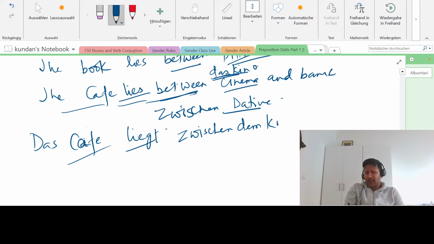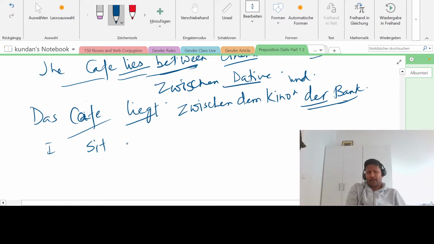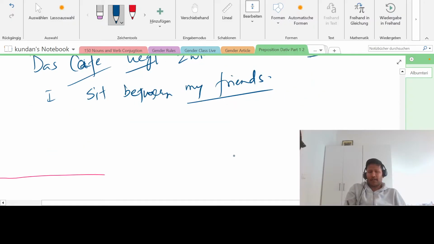Is that clear? Here you have to use und. Das Bank will change to der. I'm just checking if anyone has any doubt in this one. Anyone has any doubt? Okay, let us take the last example for this. I will say a simple example: I sit between my friends. Let us take this example and conclude the topic.